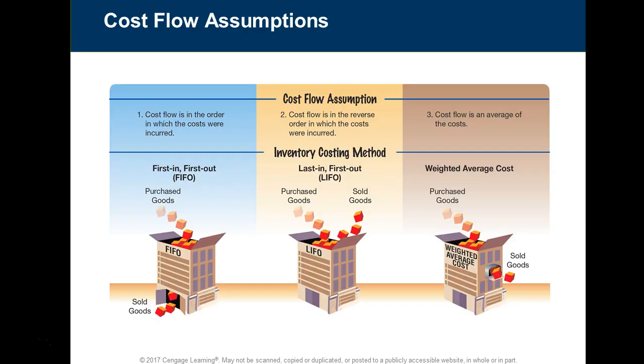There are some cost flow assumptions, and you already know what they are: FIFO, LIFO, and weighted average. The whole point is to show how much your inventory costs using an assumption of how your inventory leaves your company, whether first in is the first to go, or last in is the first to go, or somehow a weighted average number.